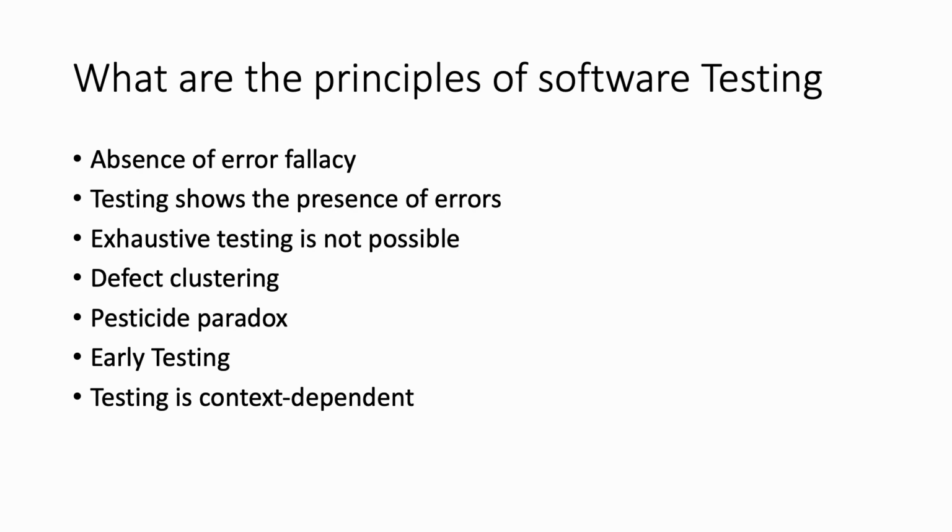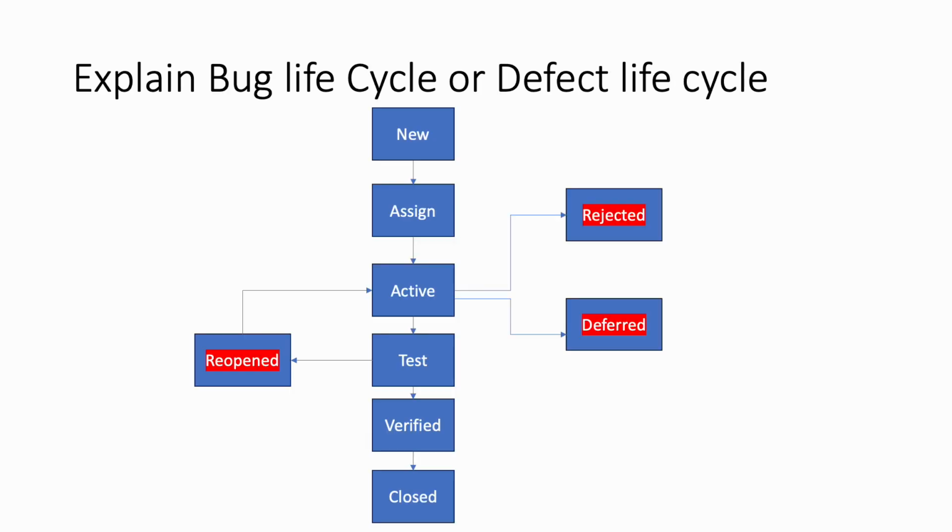Absence of error fallacy. Testing shows the presence of errors. Exhaustive testing is not possible. Defect clustering. Pesticide paradox. Early testing. Testing is context dependent. So these are the principles of software testing.